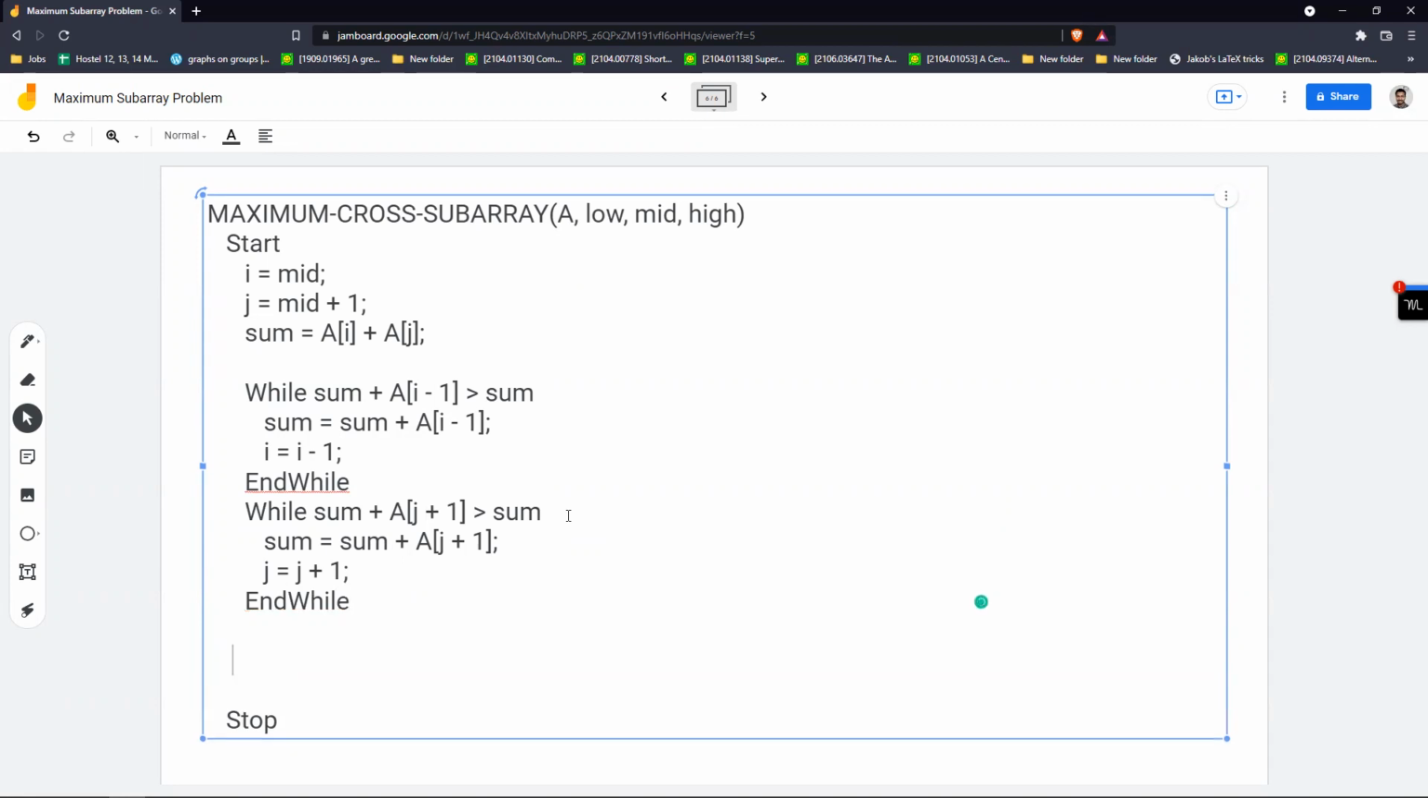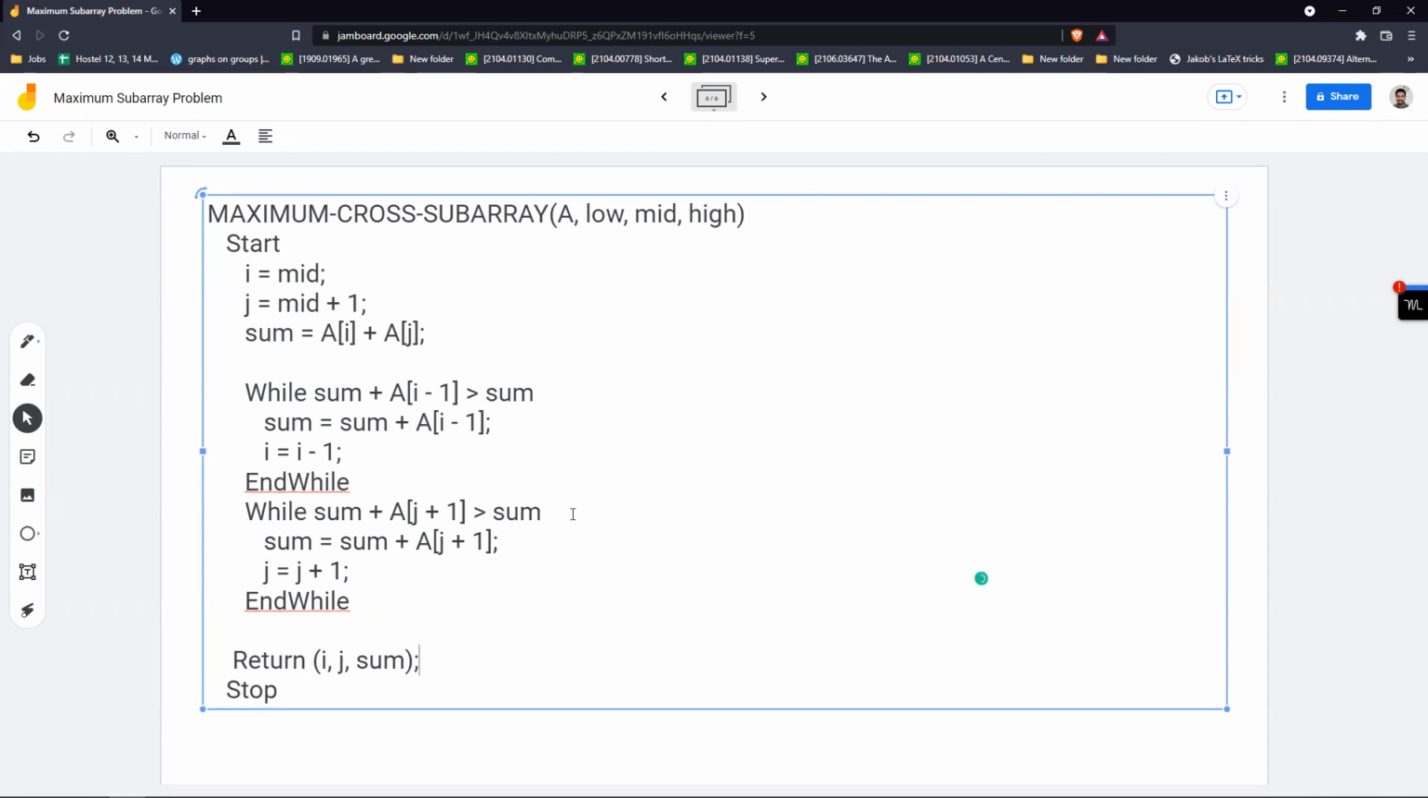Then what do I do? I am done. What is the value that I'm returning? The while loop stopped at the correct values of i and j, right? And the sum is recorded in the variable sum. So I just have to return the tuple i, j, sum. Is that okay? I just return the tuple i, j, sum because i stopped at the left end where the sum is getting maximized, j stopped at the right end where the sum is getting maximized, and the variable sum is recording the maximum value of the sum. And these are the three values that I want to return. Okay, so I have returned.